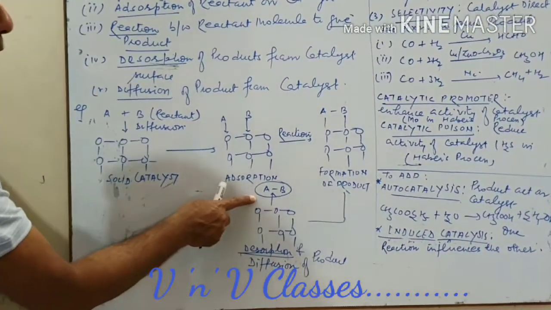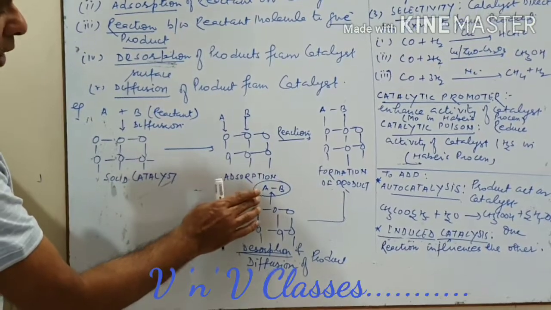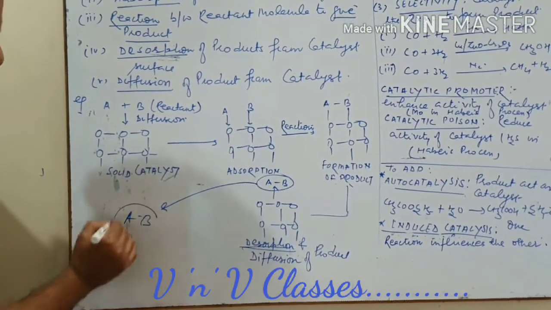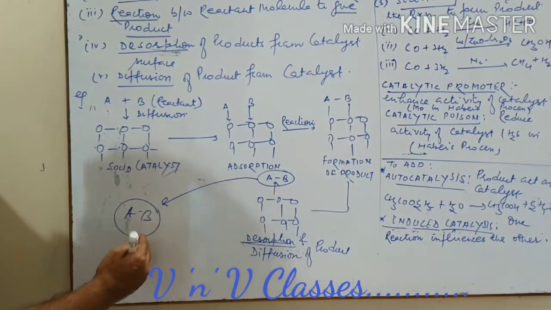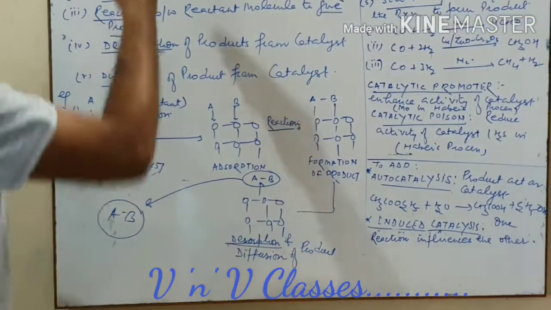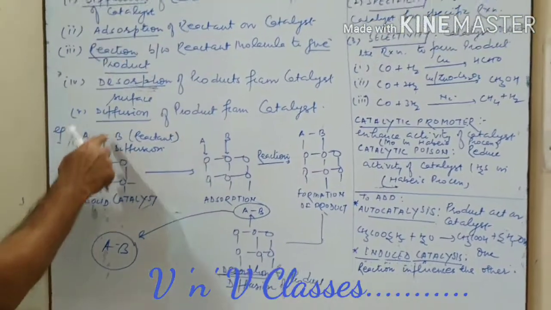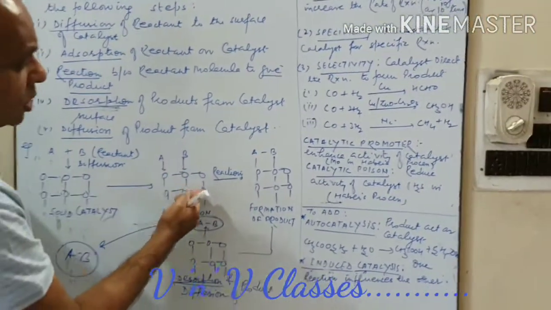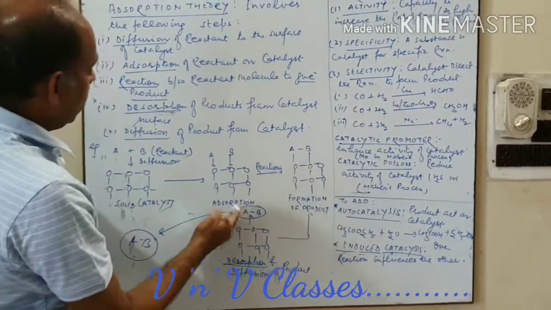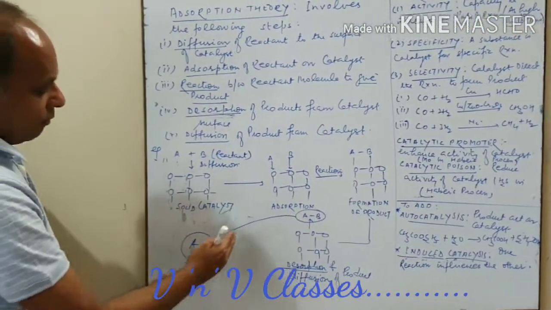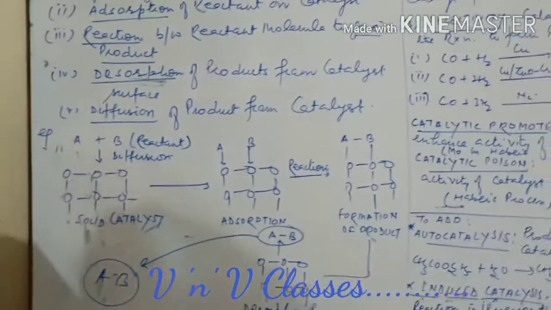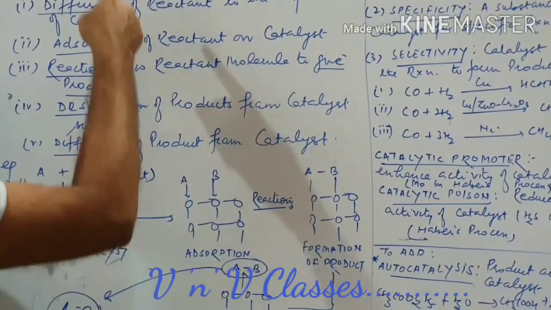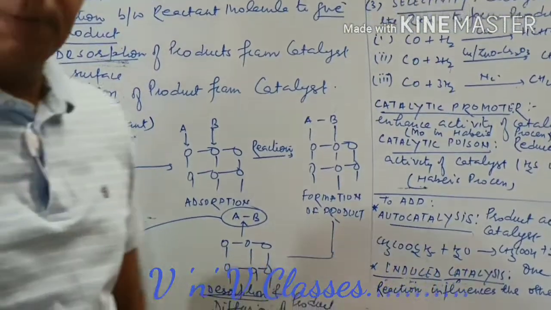And when desorption takes place, when products are formed, they undergo the process of diffusion. They diffuse out from the surface. So these are the 5 steps. Diffusion of gas, then the gas undergoes adsorption, it gets a better chance to react, forms product, the product undergoes desorption, and it diffuses away from the catalyst surface. Simple, straightforward. This is the adsorption theory of heterogeneous catalysis.